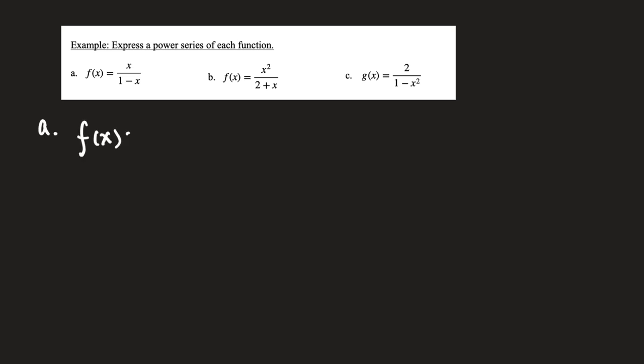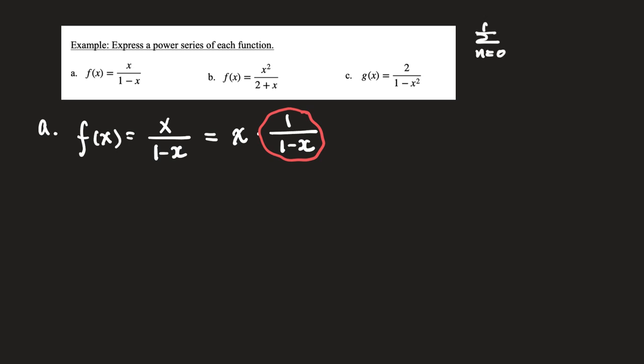So f(x) equals x over 1 minus x. If you separate this form, here's x times 1 over 1 minus x, because we know the power series of this, right? We want to use it. So I'm going to write this geometric power series one more time: summation n equals 0 to infinity x^n. That represents 1 over 1 minus x. So 1 over 1 minus x has the power series in this form. We're going to use it.